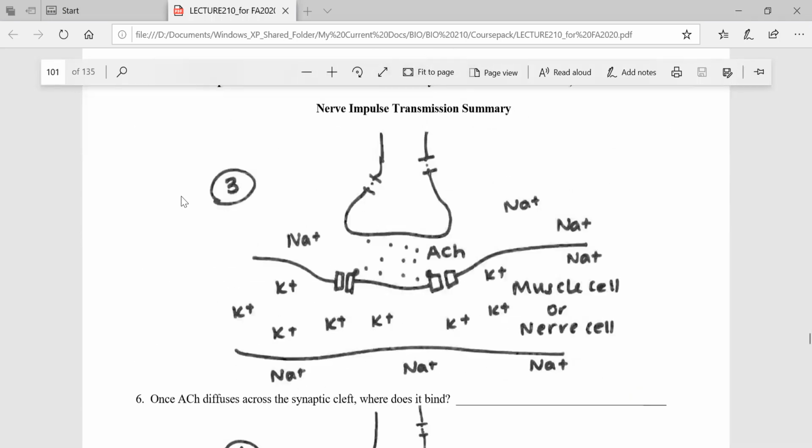Top of page 100, let's now talk about this one. Once acetylcholine diffuses across the synaptic cleft, where does it bind? Right there, that's a sodium channel. Okay, so sodium channels, of course, open up and then sodium will rush in. That promotes an EPSP. So I'm just going to put a mental note over here that that is an EPSP that we're going to look at.